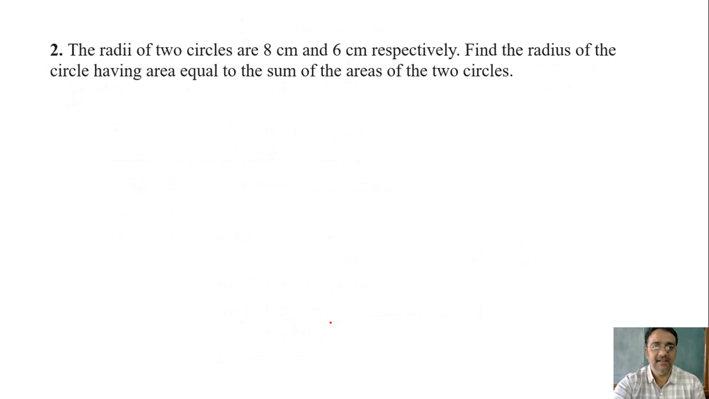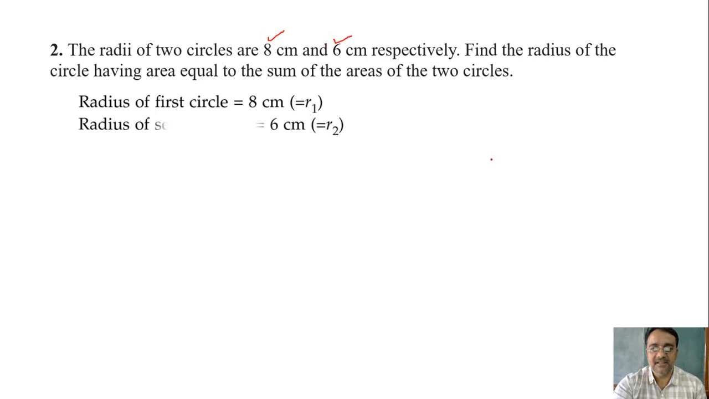सेकेंड क्वेश्चन भी देखेंगे. This is also very important. The radii of two circles are 8 centimeter and 16 centimeter respectively. Find the radius of the circle having area equal to the sum of the areas of two circles. So this is similar to question number 1. So we'll take radius of first circle as 8 centimeter R1 and second circle 6 centimeter R2, and let the radius of the third circle be capital R.